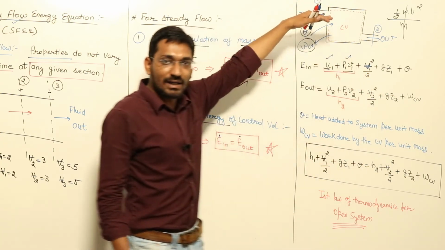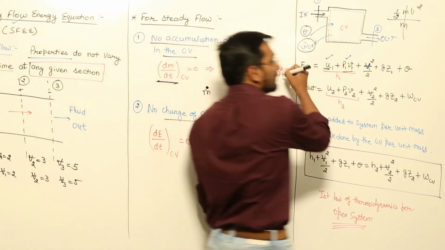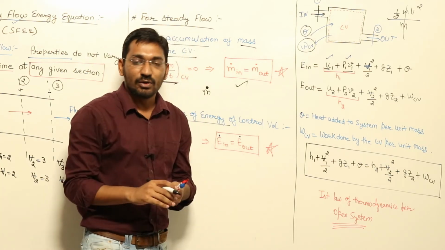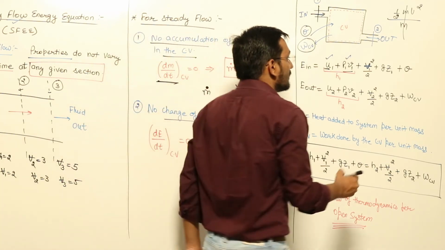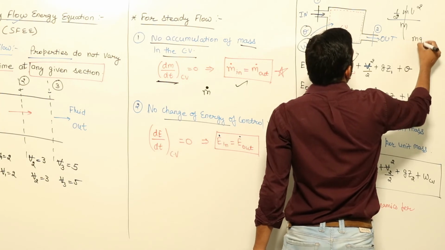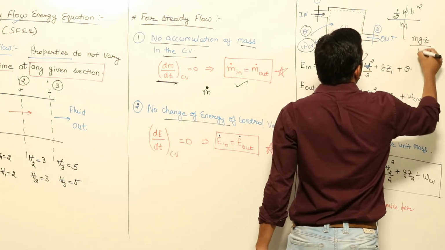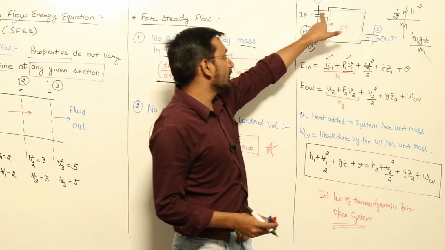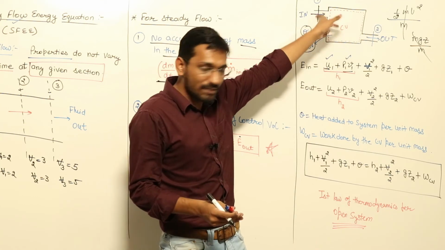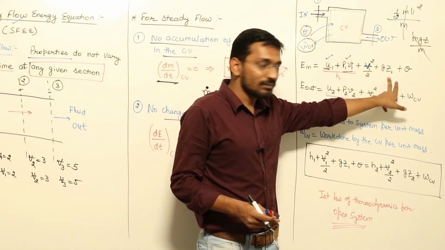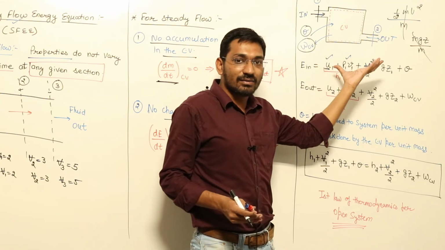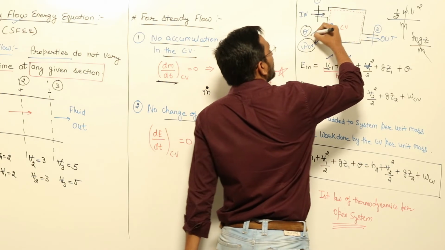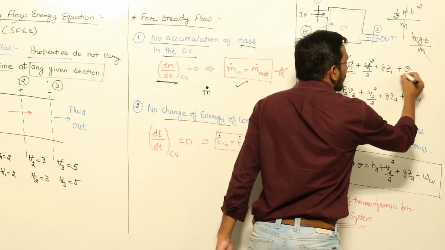It is also at some height. Suppose there is some datum, some reference. Because of the height, the fluid will have some potential energy. What is the value of potential energy? It is m g into height z, so per unit mass it is g into z. Suppose the height of this inlet is z1, so g z1. This is the energy coming inside the system, and we are also adding some heat to the system, which is Q.